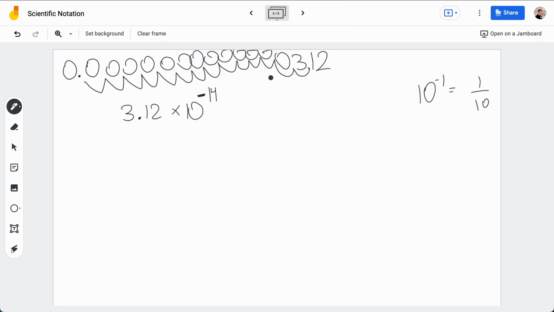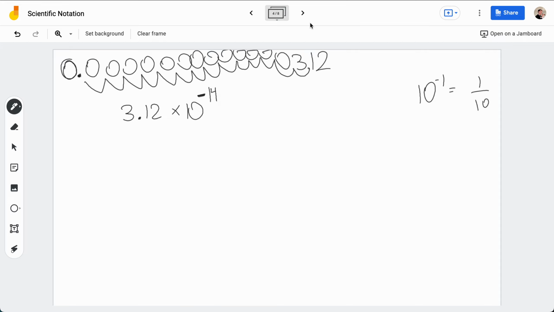Be careful not to just count zeros here. If you count zeros, you're going to get the wrong answer, because by convention we like to put a 0 before the decimal point, since otherwise it's easy to miss that there's a decimal there. So you want to count how many times you're moving the decimal point, not how many zeros there are.